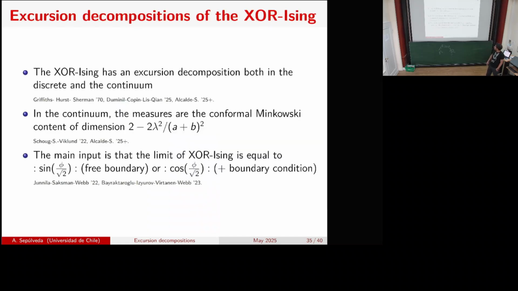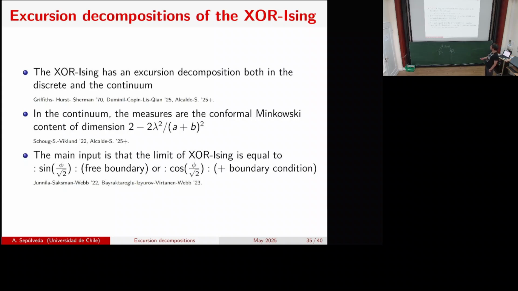However, there is still an excursion decomposition for XOR-Ising. On the discrete side, this comes out of the switching lemma. So essentially one works with a double current model, and the clusters of double current become the natural excursion decomposition on this side. What we proved with Tomás Alcalde recently is that this picture is converging, and I'm going to tell you to what it is converging.